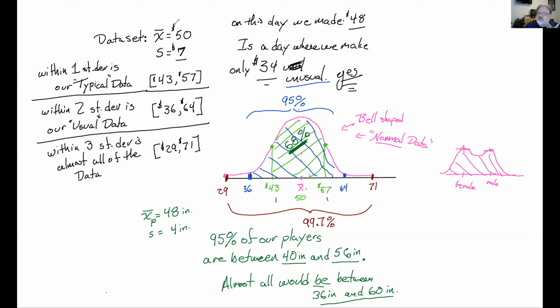This, by the way, does have a name. These percentages are referred to as the empirical rule. The empirical rule says if our data is normally distributed, we expect 68% to be within 1 standard deviation of the mean, 95% to be within 2 standard deviations of the mean, and almost all of our data, 99.7%, within 3 standard deviations. We will refer to this rule a lot. Questions about that?